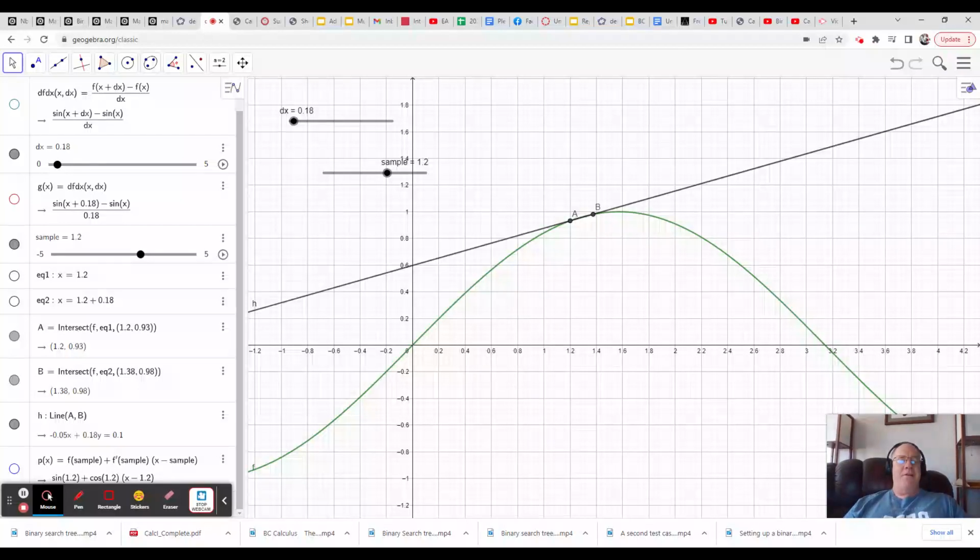Hi, Chris Kuzmal here. Today we're going to talk about linear approximations of functions. Here we have an example function, this green line, which is actually the sine of x.